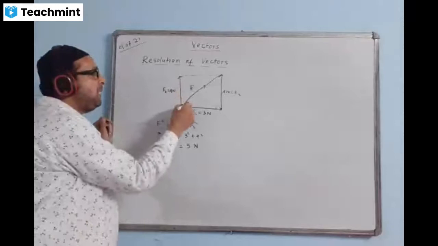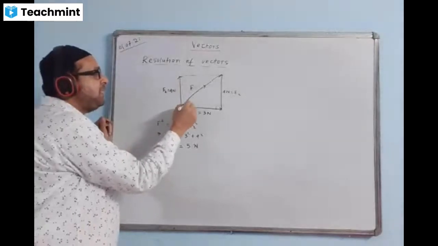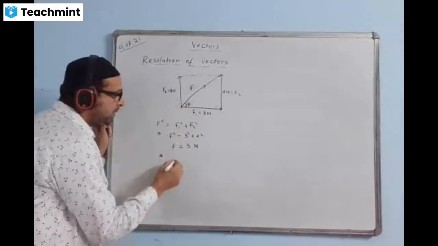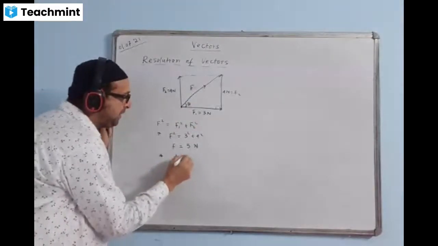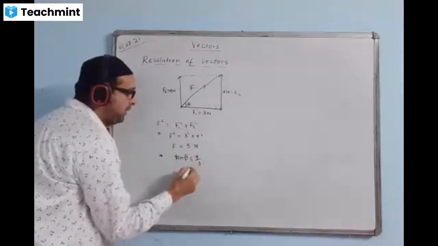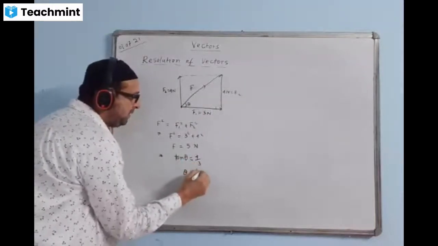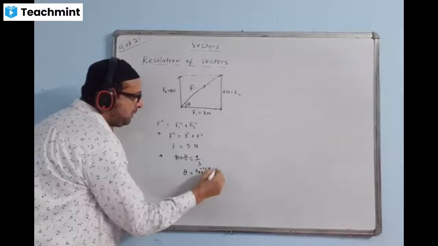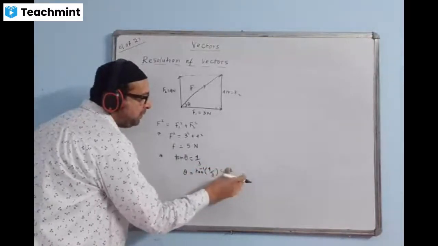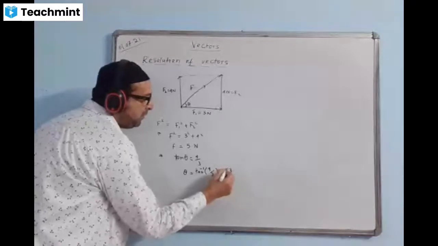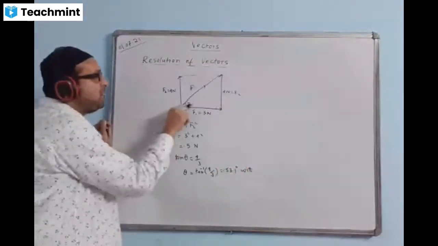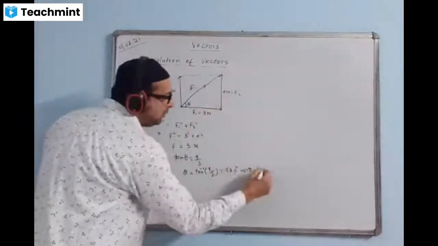But what direction? Suppose I take this angle to be alpha, or I take this angle to be theta, for example. So I'll find the angle of tan theta. Tan theta is perpendicular by the base. I'll do 4 by 3. Theta value will come tan inverse of 4 by 3, and the answer will come 53.1. Same as before one. 53.1 degree with which vector? With the horizontal vector. You can add here with horizontal.